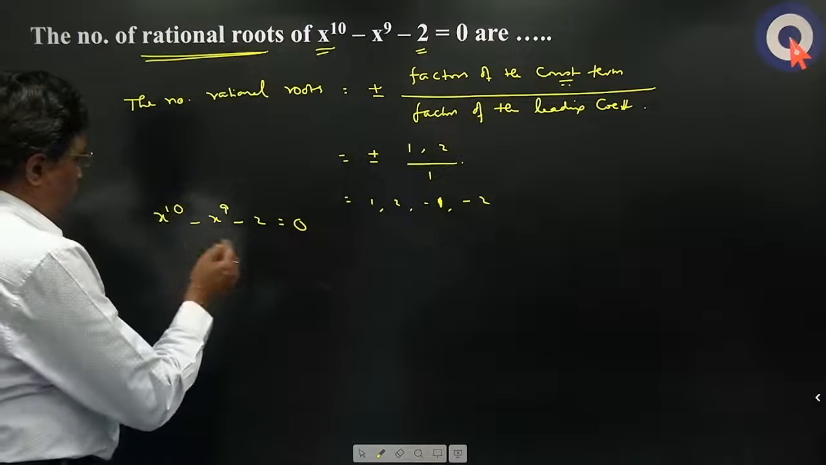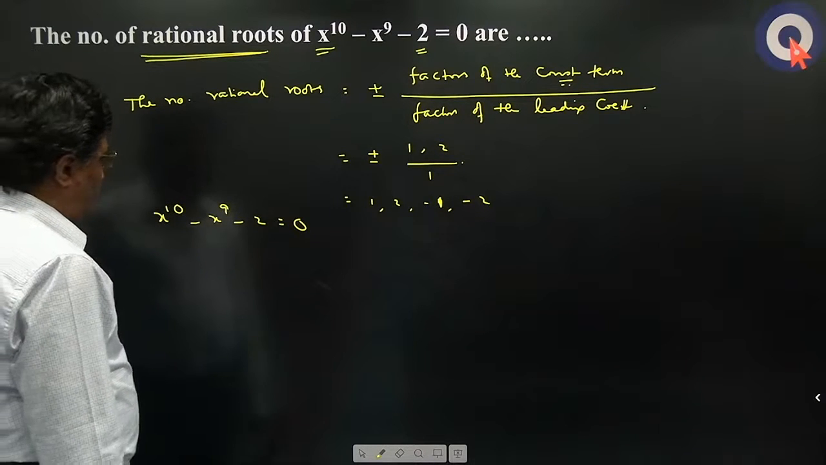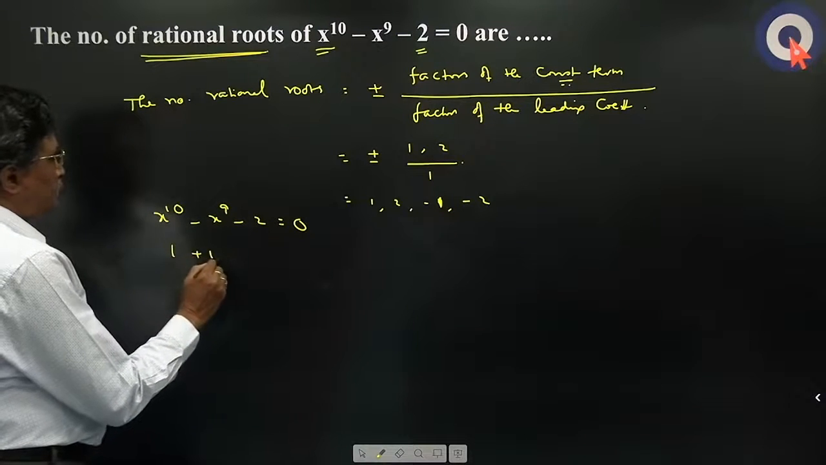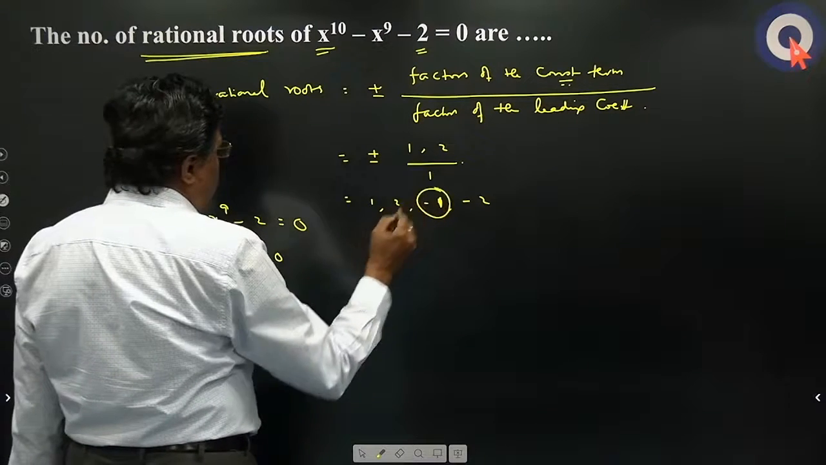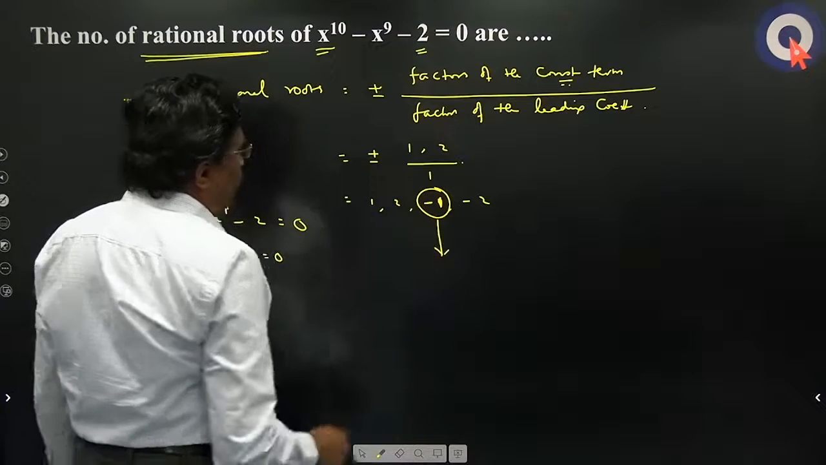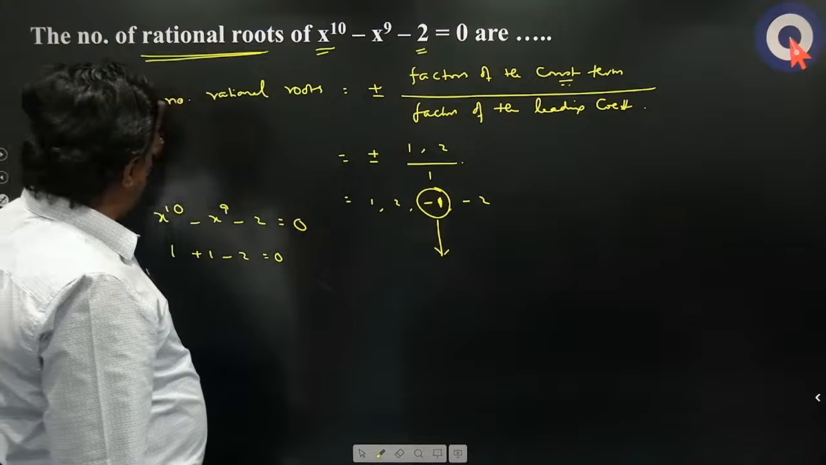If I put x equal to 1, it doesn't satisfy. If I put x equal to 2, obviously it doesn't satisfy. If I put x equal to minus 1, it will satisfy. So therefore, minus 1 is the only rational root. Once again, I am telling the number of the rational roots.